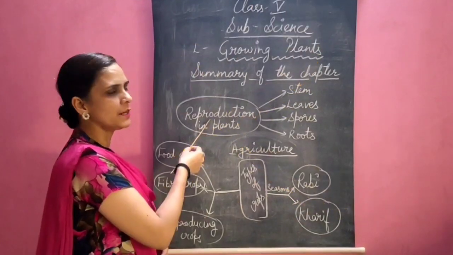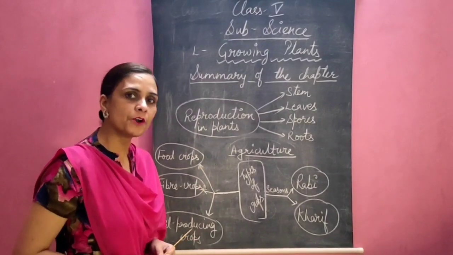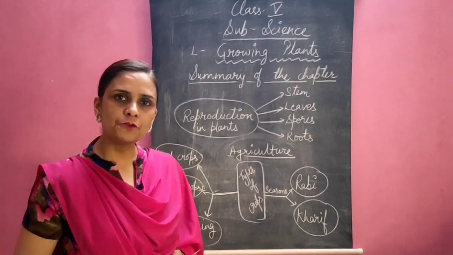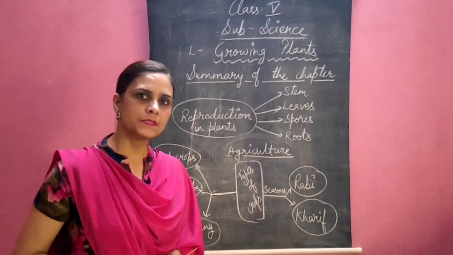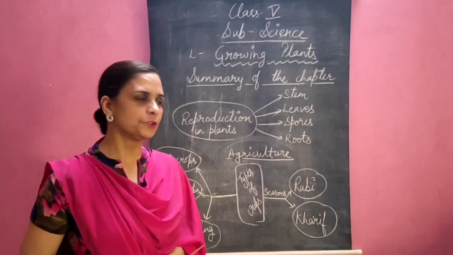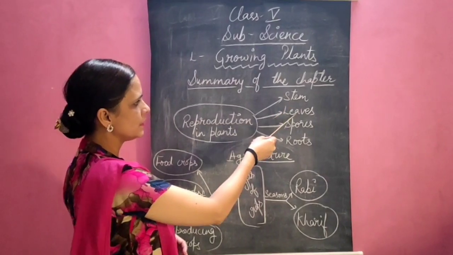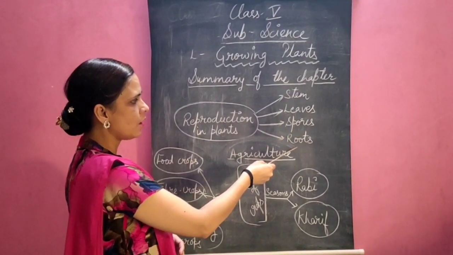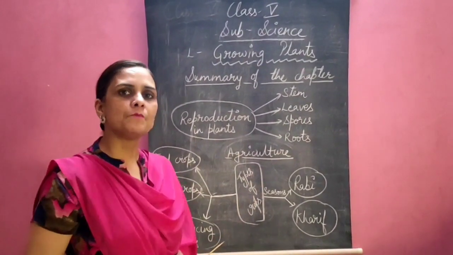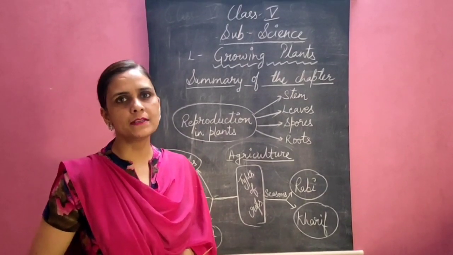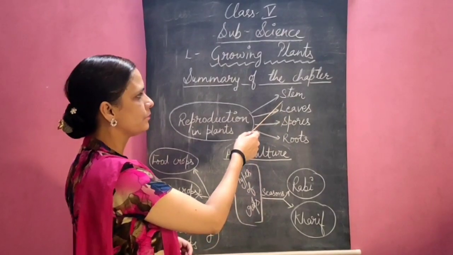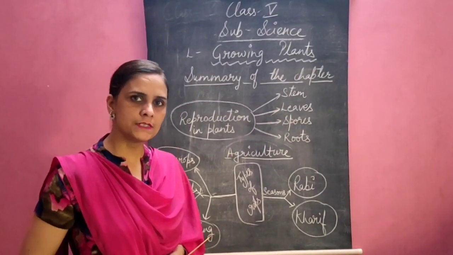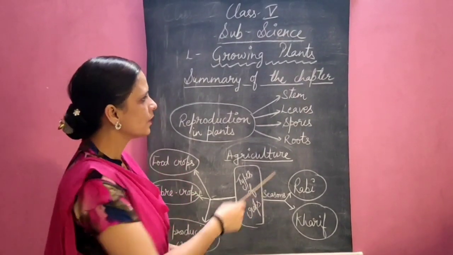We have studied about the reproduction in plants. Reproduction means growing new plants or the generation of a new plant from the existing one. It may be either through stem, leaves, spores or roots. We can have many examples which will help you understand how reproduction is possible with the help of stem. The examples are rose and sugarcane.